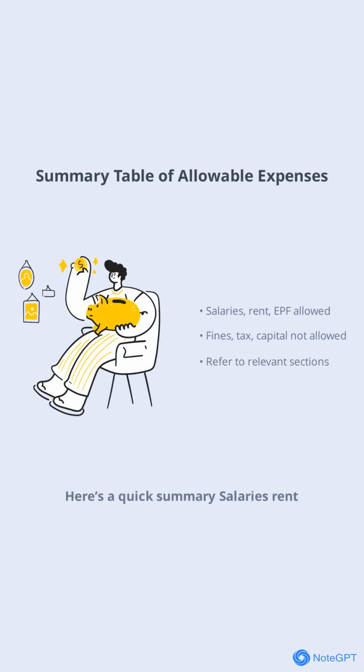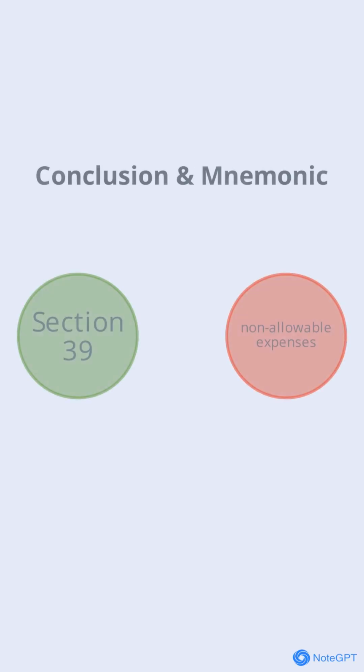Here's a quick summary. Salaries, rent, and EPF contributions are generally allowable. Fines, tax paid, personal travel, capital expenditure, and non-approved donations are not. Always refer to the relevant sections: Section 33 for allowable expenses, Section 39 for non-allowable ones, and Schedule 3 for capital allowances. Section 39 ensures that only genuine revenue expenses incurred wholly and exclusively for business purposes are deductible.